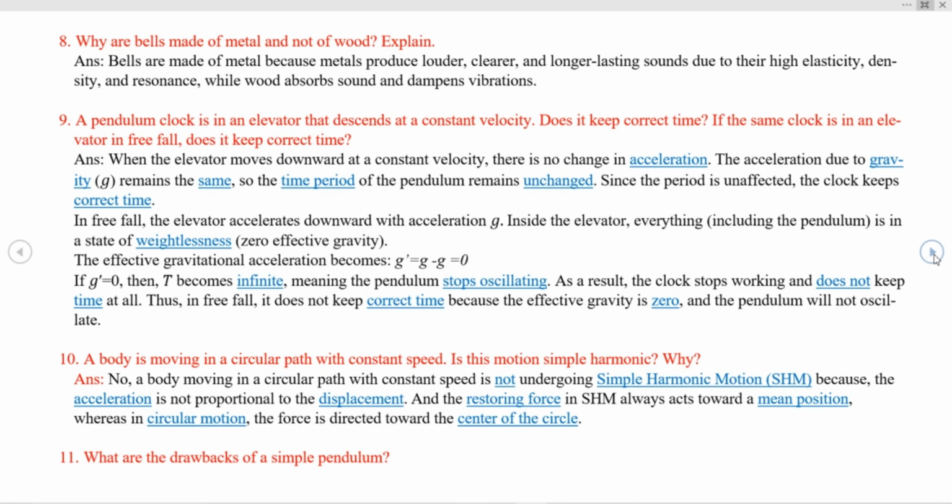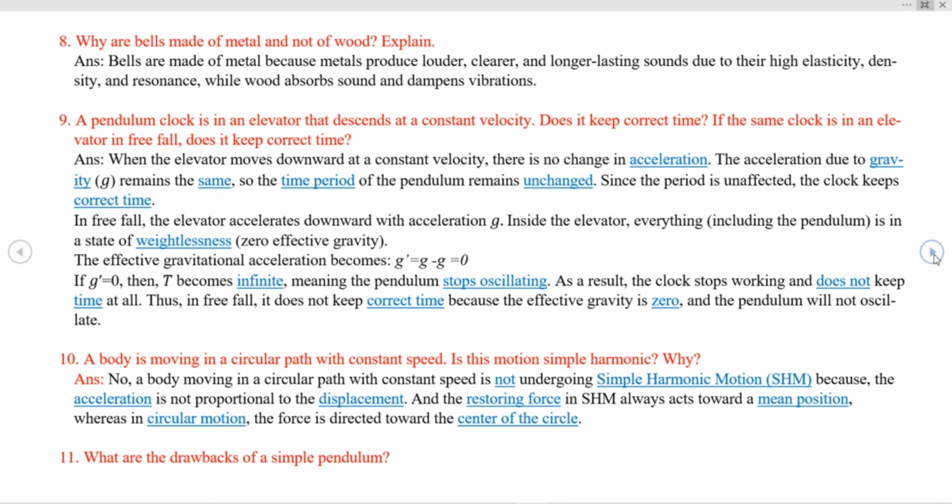If the gravitational acceleration is zero, then T becomes infinite, meaning the pendulum stops oscillating. And as a result, the clock stops working and does not keep time at all. Thus, in free fall, it does not keep correct time because the effective gravity is zero and the pendulum will not oscillate.